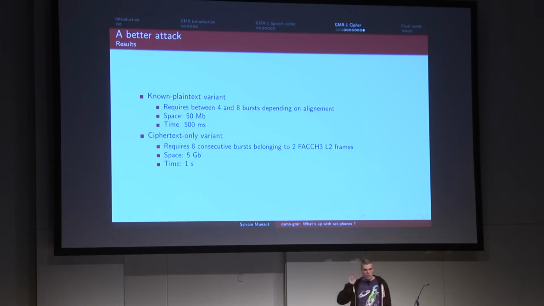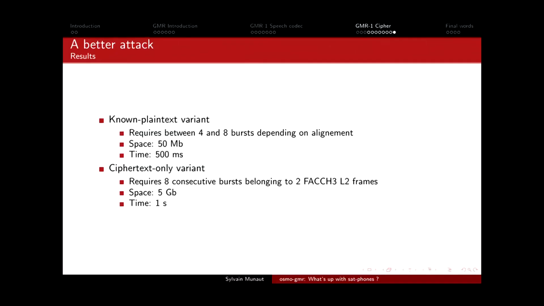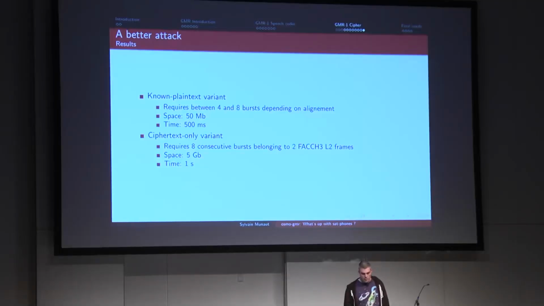So this is the result. Essentially, if you use the fact that you know some plaintext, you need about 50 megabytes of pre-computed data. You need to receive 8 bursts, or even 4 if you have the right frame number alignment. And in about 500 milliseconds, you can get the key back. And that's on a 6-year-old laptop. On any recent machine, it's really almost instant.